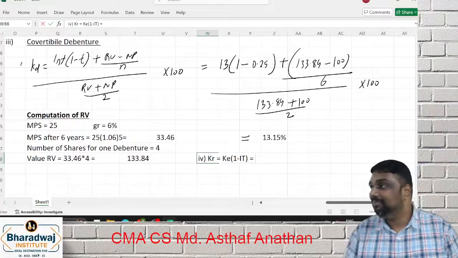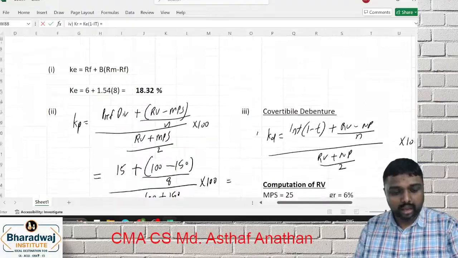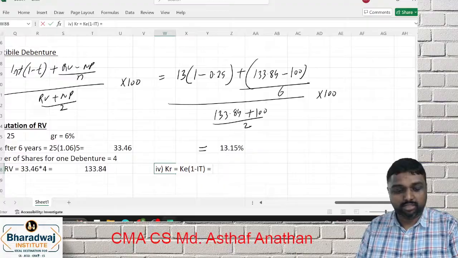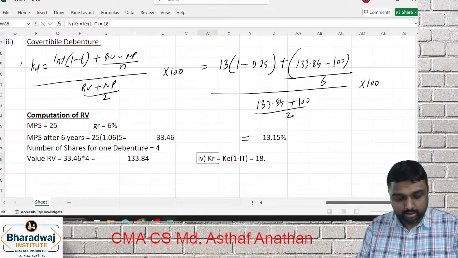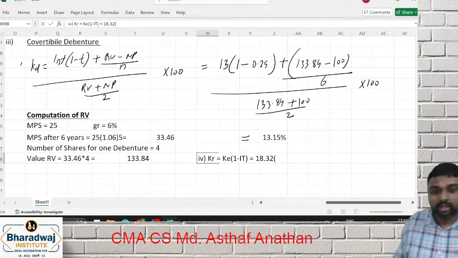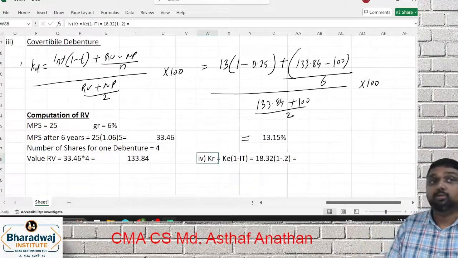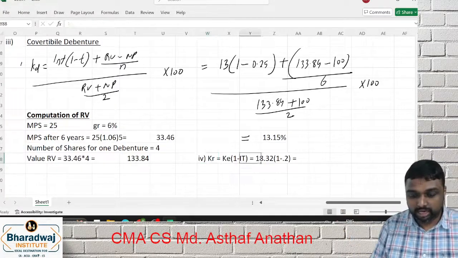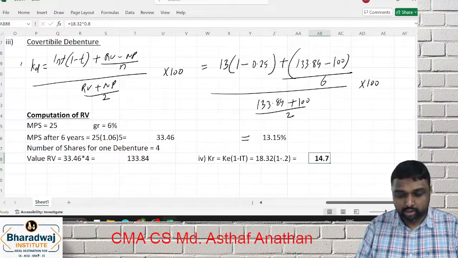Can you tell me what the KE is? What is the KE we found out? KE is 18.32. Generally, K is equal to KR, but here there is an adjustment. So 1 minus personal tax you have to take. There is no brokerage. In the formula you learn brokerage also, but brokerage is not there, so I left the brokerage item. So what will you get? 18.32 into 0.8. Your answer will be what?